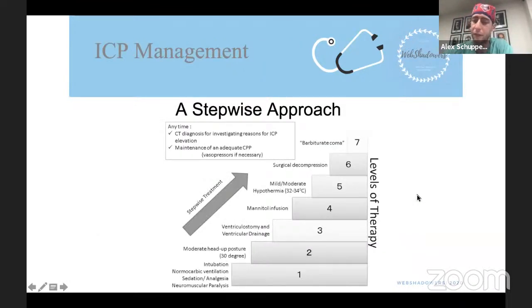So there are many ways to manage intracranial pressure. We just look at the time. All right, doing all right. So there's a stepwise approach, okay, just like many things in medicine.